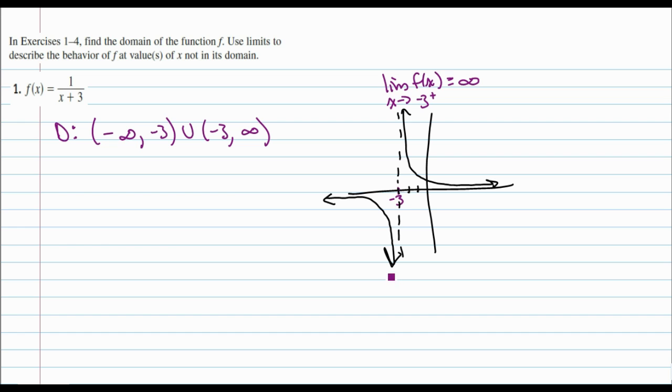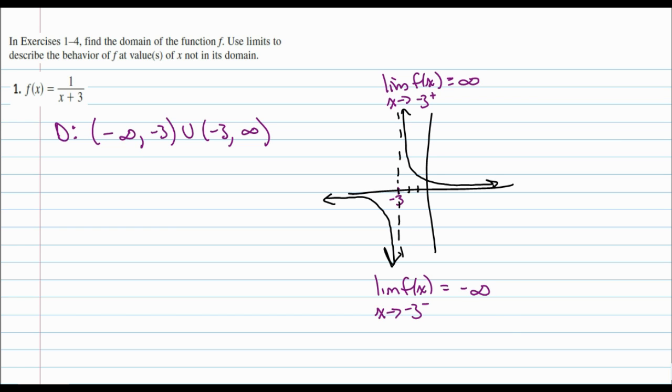The other end behavior at that negative 3, the value not in the domain, is the limit of f of x as x approaches. Okay, so x values are coming in towards that asymptote, so negative 3, but this time from the left, so negative. As we come in towards negative 3 on the x-axis from the left, the y values are going all the way down to negative infinity.